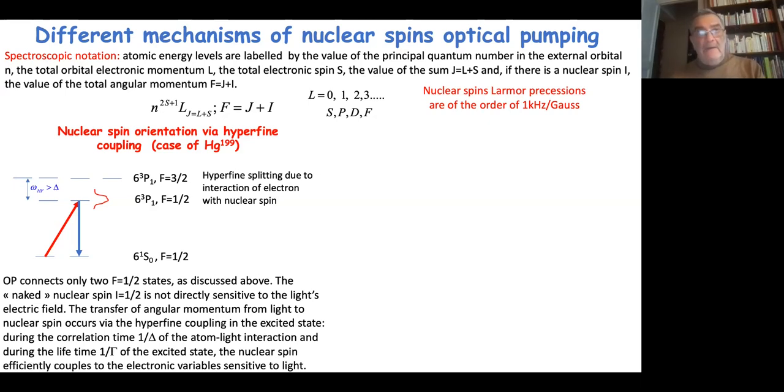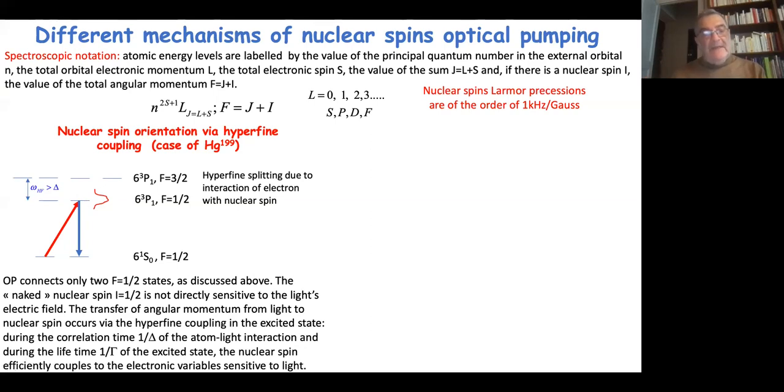In fact, the light interacts with the atoms through its electric field. It's an electric dipole transition. The light induces an electric dipole on the electron variables, and this coupling transfers angular momentum from light to electrons. And so how do the nuclei get oriented? In fact, they get oriented because in the excited state, there is a coupling between the electron and the nuclei.